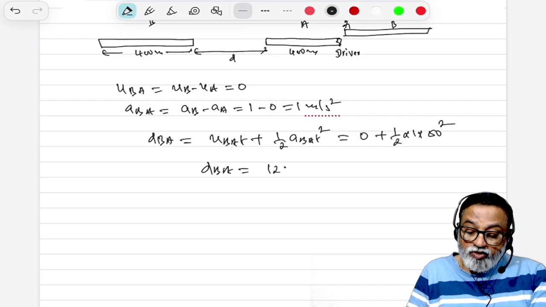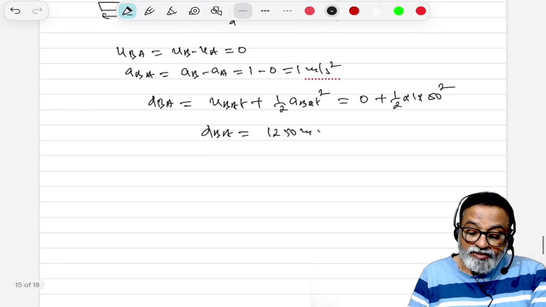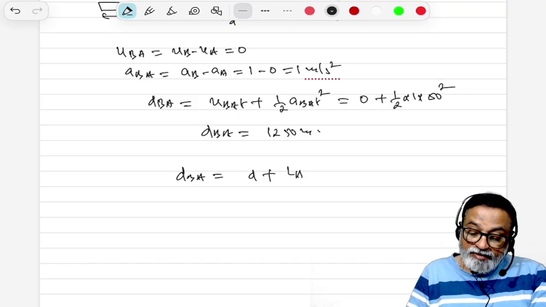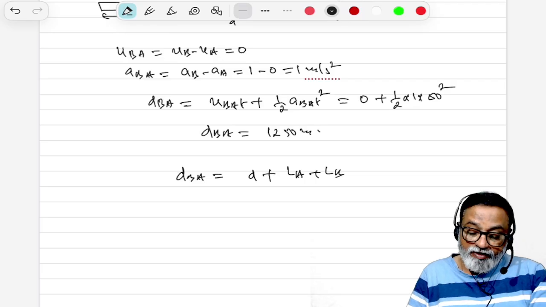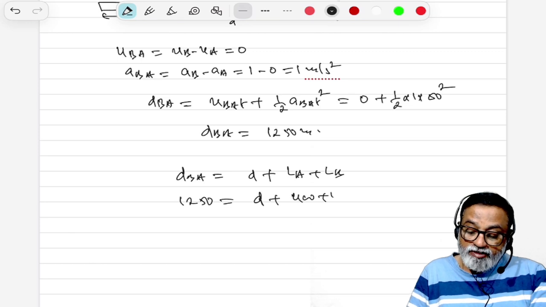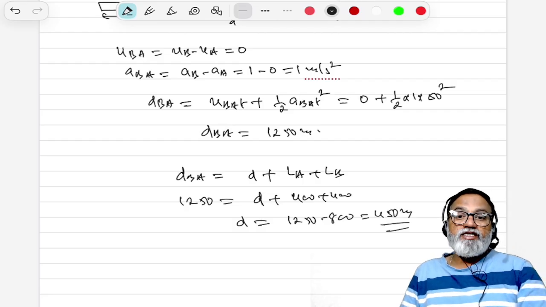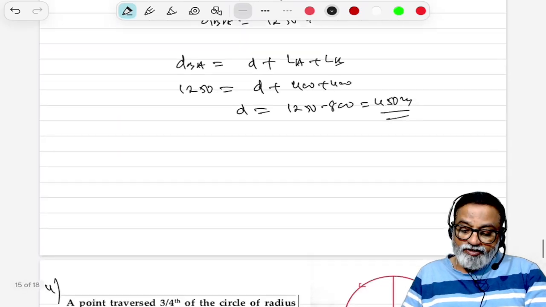This becomes 1250 meters. But here, the relative distance is equal to the initial distance between the trains plus the length of train A and the length of train B. This is given as 1250, and D plus 400 meters plus 400 meters. Therefore, the initial distance is equal to 1250 minus 800. This becomes 450 meters. This is the initial distance between the two trains.